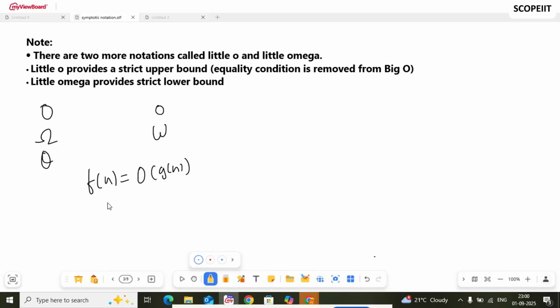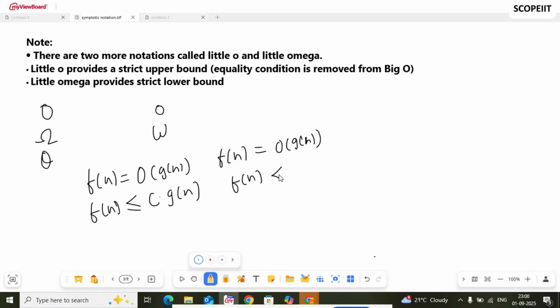Okay, but what was the final equation? It is f of n less than or equal to c dot g of n. Similarly, what is the equation for little o? That is f of n equals little o of g of n. Then it will become f of n is less than c dot g of n.